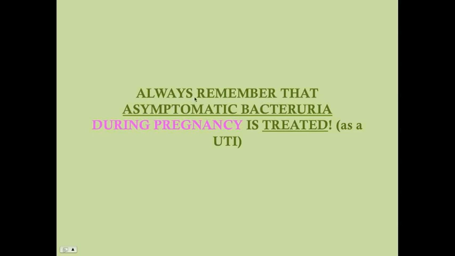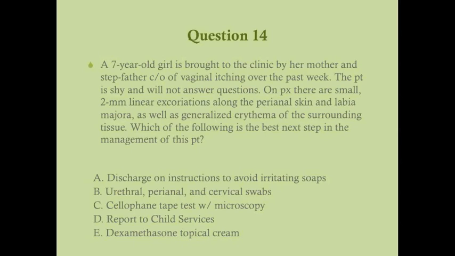And always remember, this is sort of an unrelated note, always remember that asymptomatic bacteriuria during pregnancy is treated as if she had a UTI. So if she were to just give a urine sample and we found out that she had bacteria in the urine, we would give her nitrofurantoin as if she had a UTI, even though she's asymptomatic. Now, asymptomatic bacteriuria, if you're not pregnant, we don't treat that. But if you're pregnant and you have asymptomatic bacteriuria, we treat that as if you had a UTI. So nitrofurantoin.